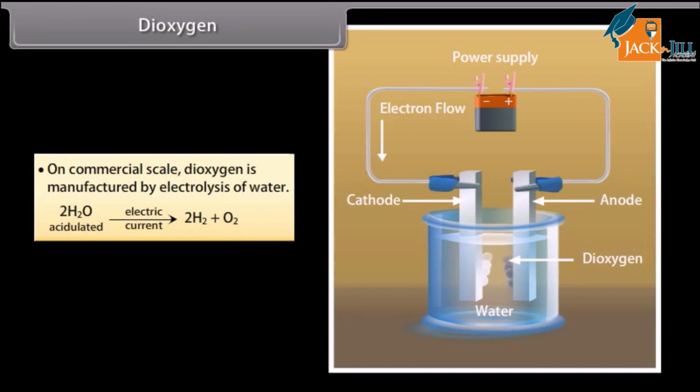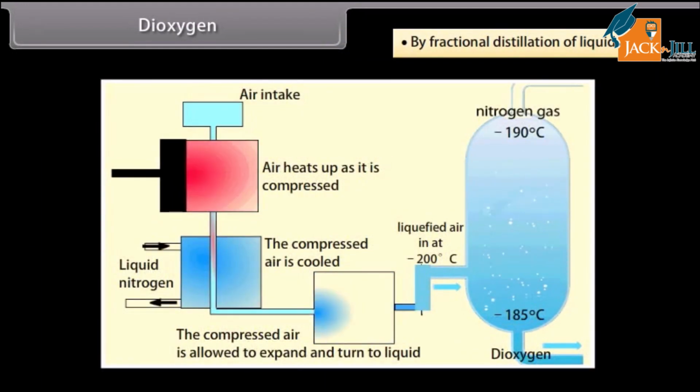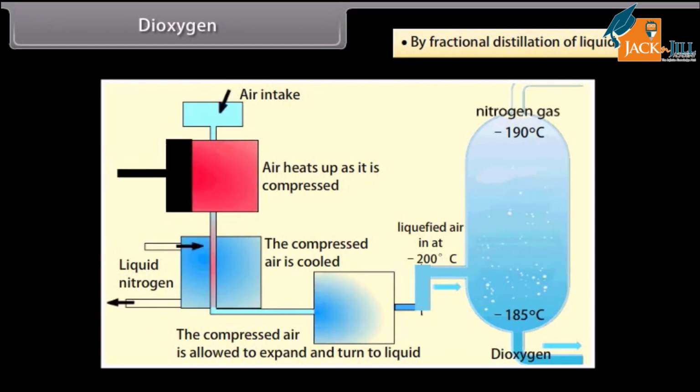On a commercial scale, dioxygen is manufactured by electrolysis of water, and by fractional distillation of liquid air. When liquid air is distilled, nitrogen with lower boiling point distills out first, leaving behind practically pure dioxygen.